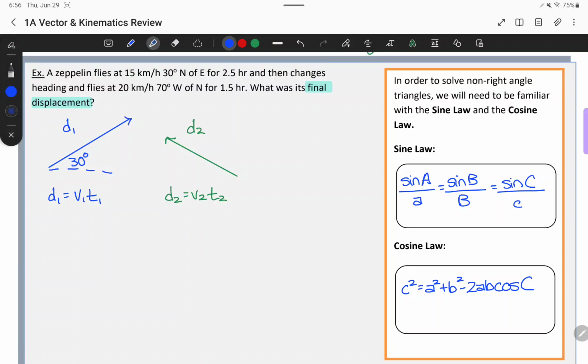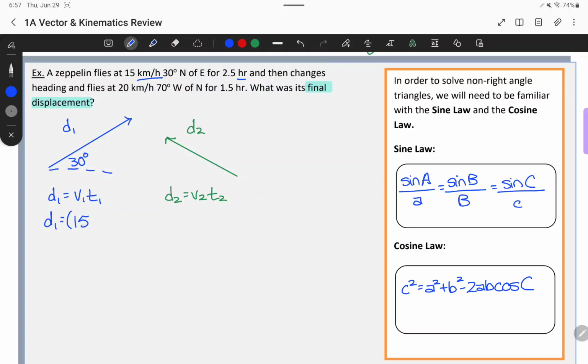Now, what I would normally do is take a look at each of these and kind of just figure out what can I find. Let's just start off by finding the value for our displacement, and then we'll put them together and add the vectors. So our first displacement is going to be the first velocity times the first time. I have kilometers per hour and I have hours, so I'm okay to multiply those together. I know ideally we would like meters, but we're just going to end up with really big numbers. So for now, we're going to leave it as kilometers.